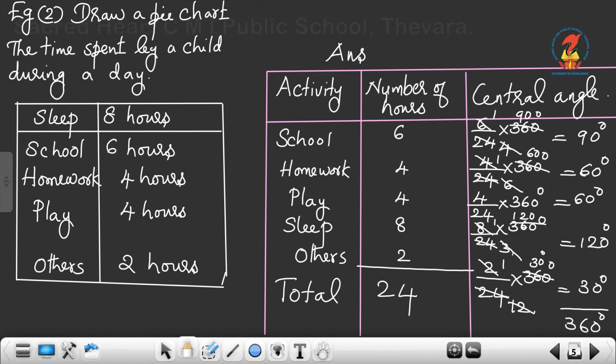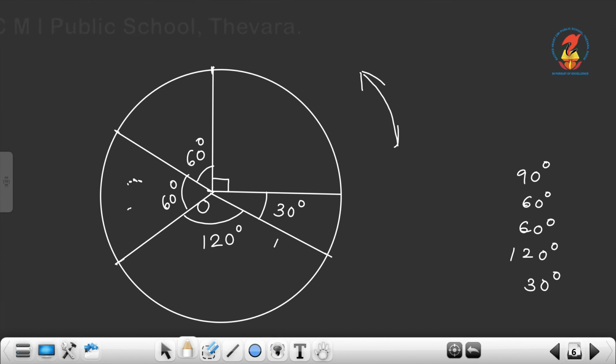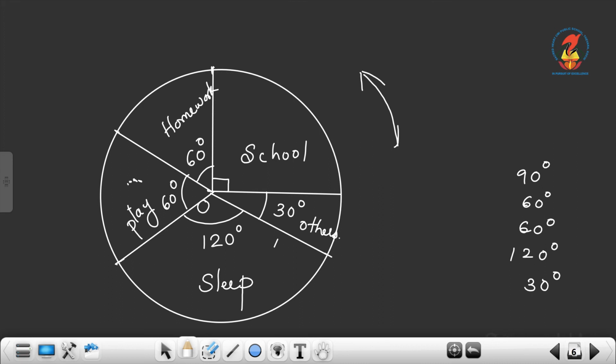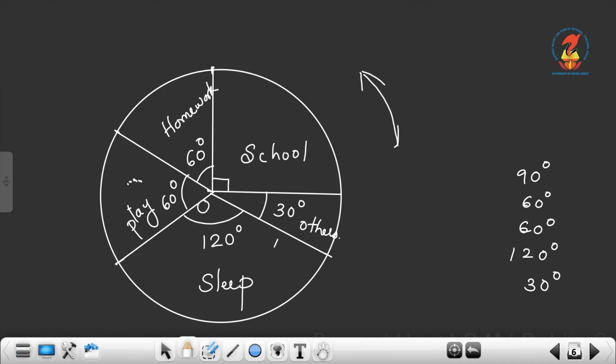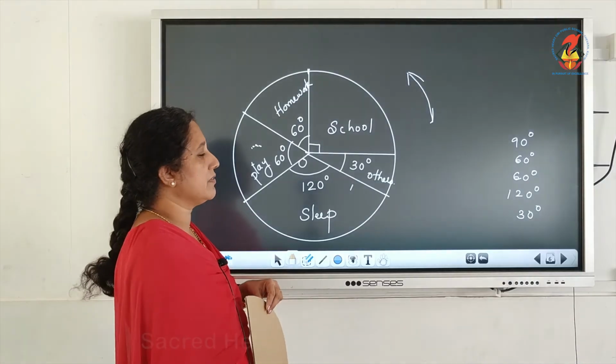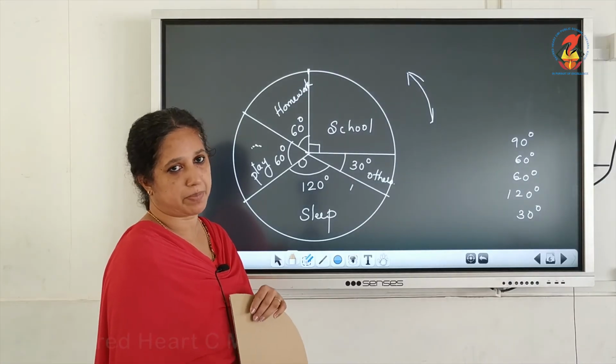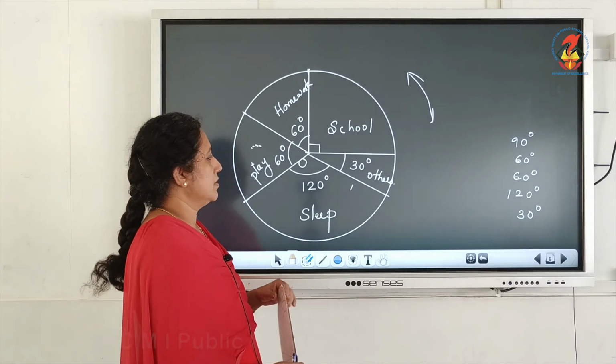Then you have to mention school, homework, play, sleep, and this one is others. In this way you can represent the data in a circle, and the graph is known as a circle graph or pie chart. So that's all for today's class.